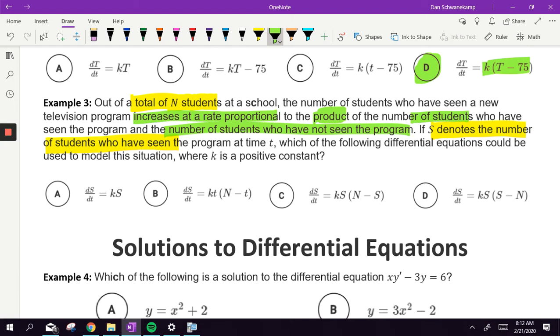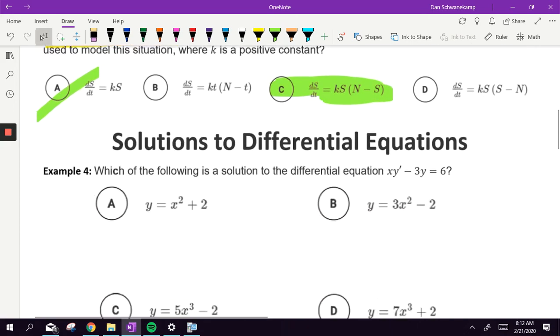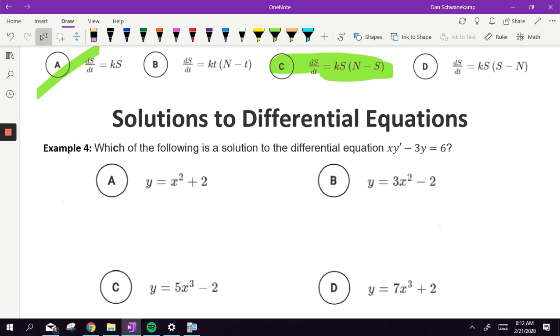So it's not A, because two things are not being multiplied together besides just a proportionality. We want to know the number of students who have seen the program, so that's S. How do we figure out the number of people who haven't seen it? Total students minus people who have seen it. That is where we're getting C from. S represents the people who have seen it, and then N minus S is going to represent the number of people who haven't seen it because it's total number minus S. Make sense on those problems? They're weird. It's not really calculus. It's just thinking about stuff.